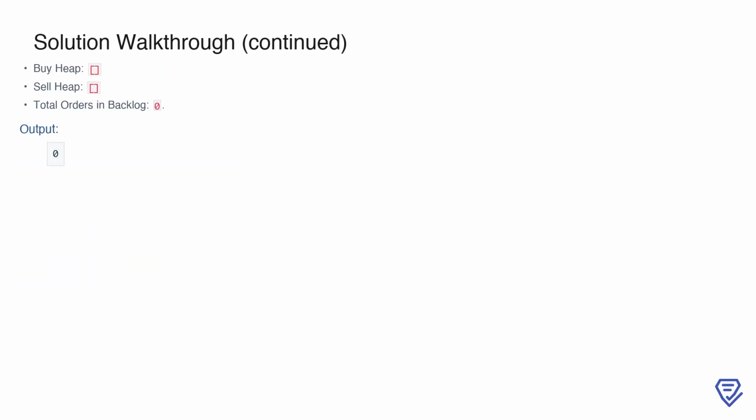The final state shows that both the buy heap and the sell heap are empty, meaning there are no orders remaining in the backlog. The output for this example is 0. These examples highlight how the matching process works using heaps, ensuring that orders are processed efficiently while unprocessed orders are tracked accurately in the backlog.